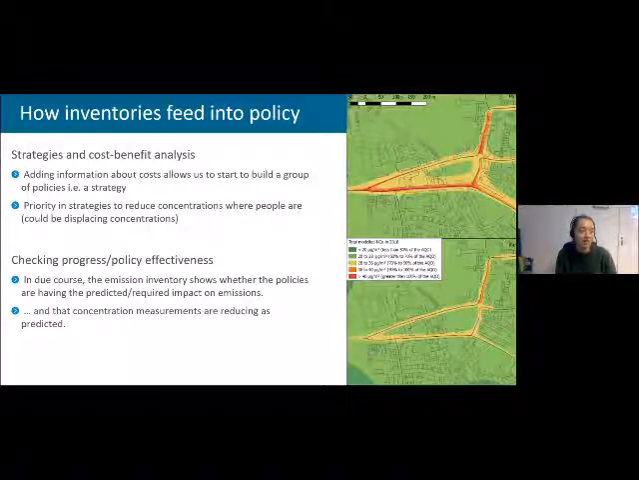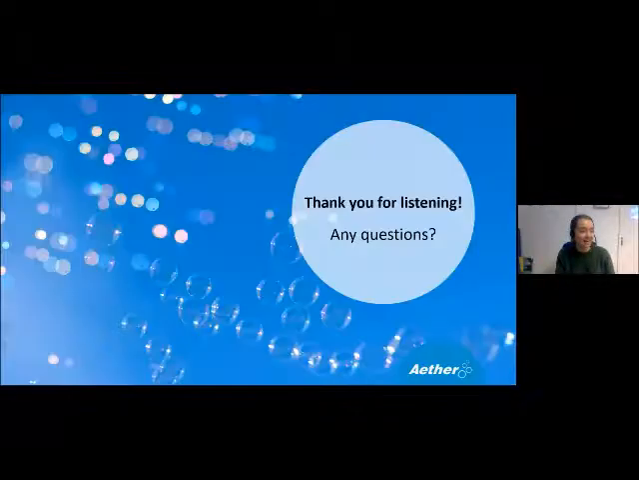And then obviously it's useful for checking progress and policy effectiveness. In due course, the emission inventory shows whether policies are having the predicted required impact on emissions, and that the concentration measurements are reducing as we would expect. But obviously it requires political will and support. And that's everything from me.